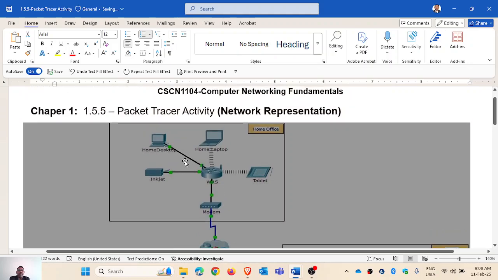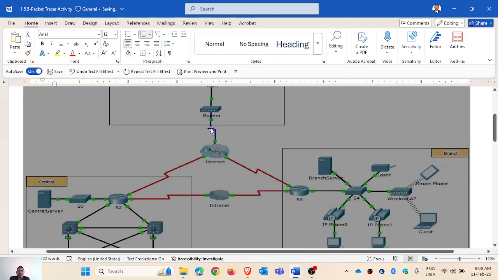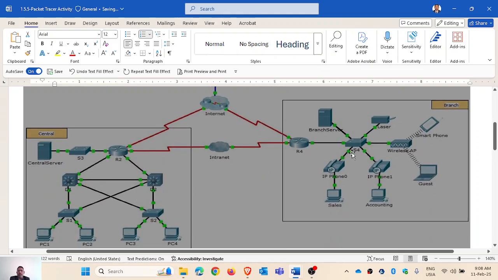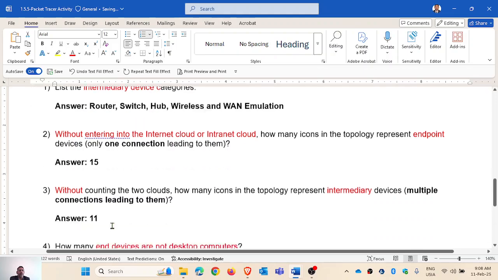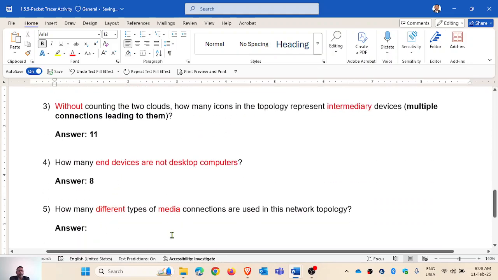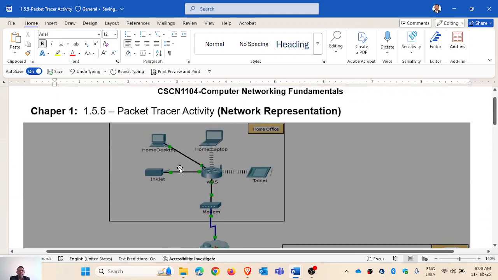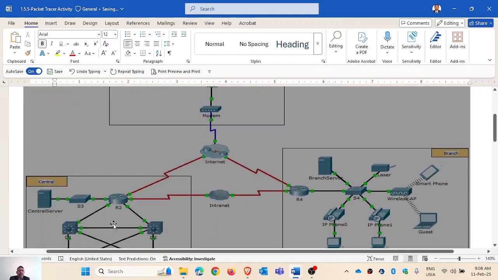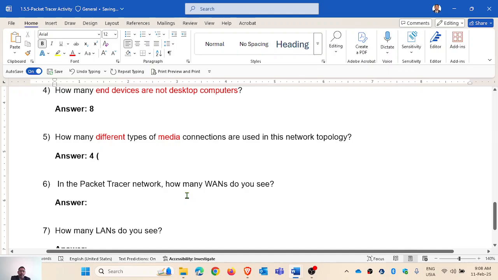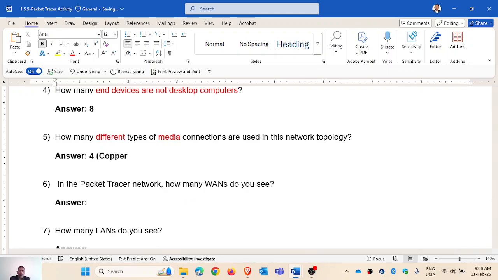Now how many types? The black is considered one type. This is one, and this dashed line is 2, and this blue color is 3, and this red color is 4. Is there any other? No, all are covered. So total how many? Total 4 types. What are the 4 types? Now we know very well this thick black wire is actually a copper wire. We are going to study in detail the different types of copper wires, but for now you will understand it's a copper wire.